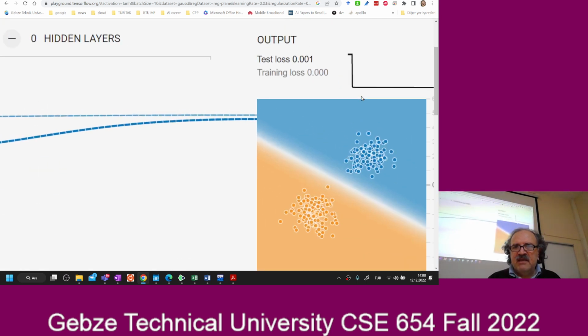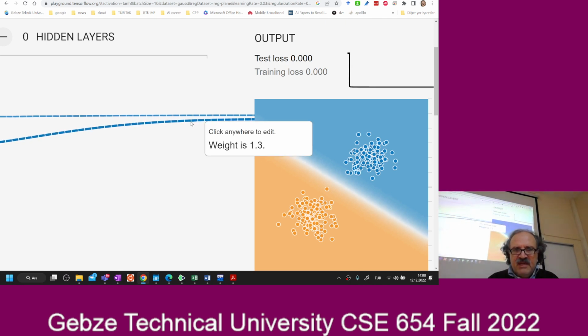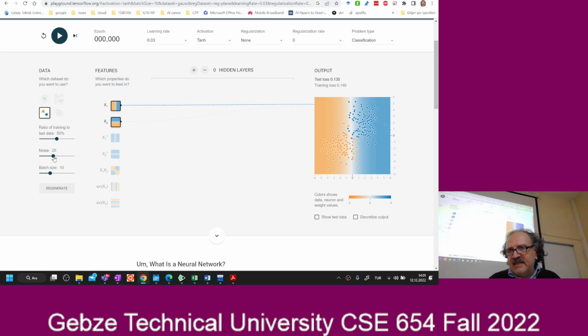It looks like my training loss is becoming 0, which is perfect because that's a very good data. I can nicely separate these 2. And my weights become 1.3 and the other one is 0.75. Gradient descent run. Stop it and let's add a little bit of noise to our training data.